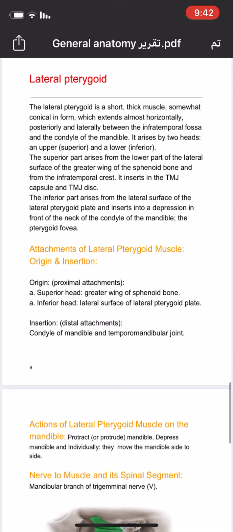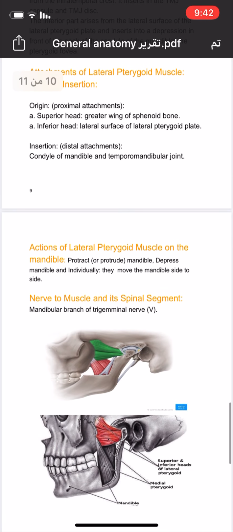Now the attachments of the lateral pterygoid muscle: origin and insertion. The origin, proximal attachment: the superior head from the greater wing of the sphenoid bone, and the inferior head from the lateral surface of the lateral pterygoid plate. The insertion, distal attachment: the condyle of the mandible and the temporomandibular joint. The action of the lateral pterygoid on the mandible has three functions: protract the mandible, depress the mandible, and individually they move the mandible side to side.